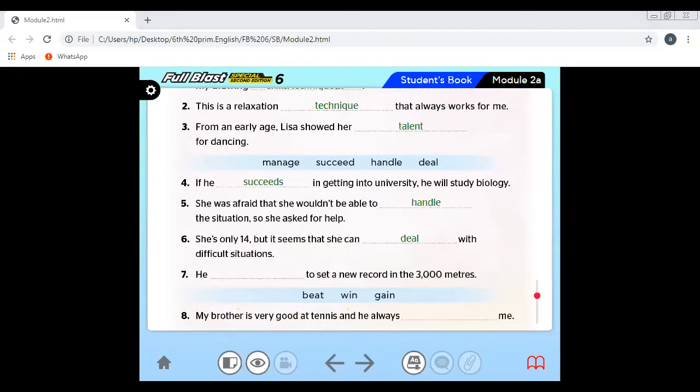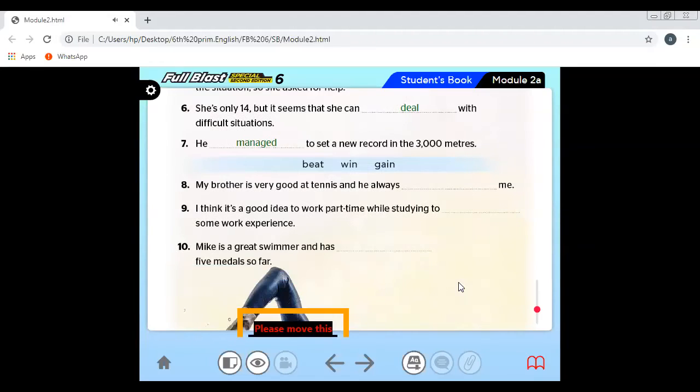Number seven, Ganna Osama Mustafa. Yes, Ganna, read. He managed to set a new record in the 3,000 meters. Excellent. The right answer is manage. Thank you, my dear. Let's go to the other part.